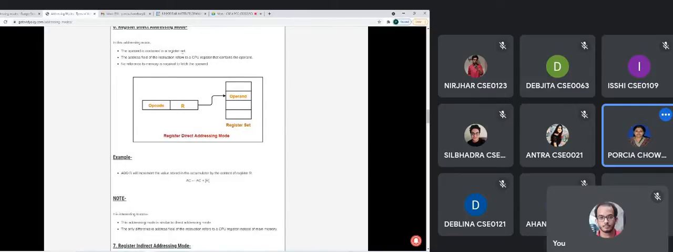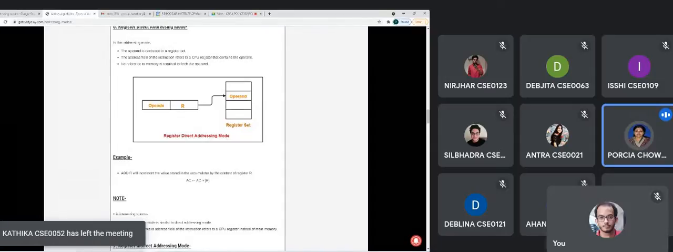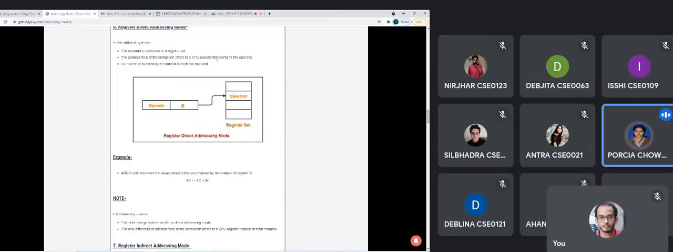The address field of the instruction refers to a CPU register. Instead of memory, it refers to a CPU register that contains the operand. In the register the operand will be there. No reference to memory is required to fetch the operand. Previously, I told you in the last class that one memory reference is required. That's the wrong one. That is for direct addressing mode. In case of register direct addressing mode, no memory reference is required.